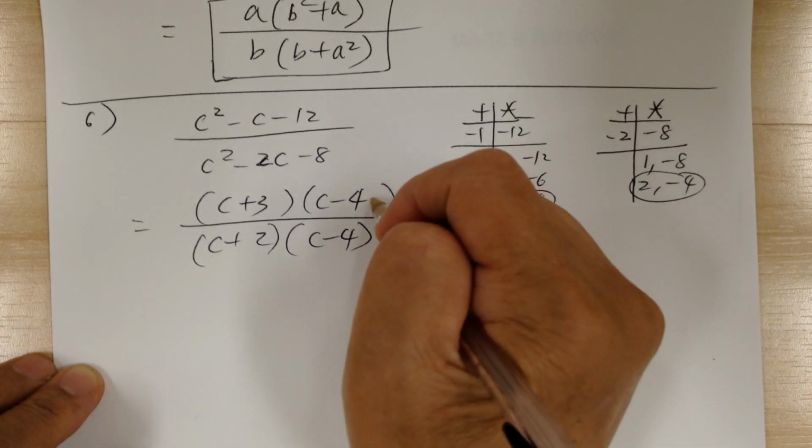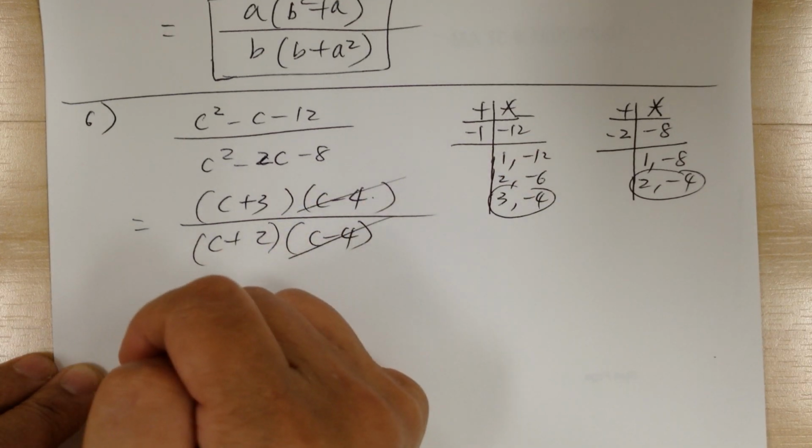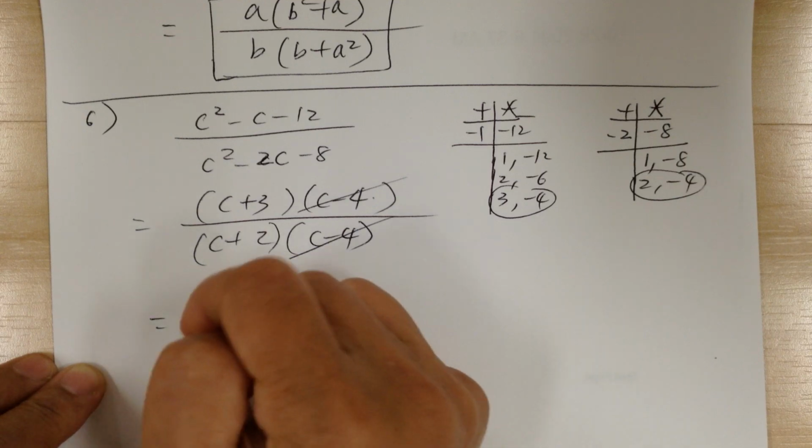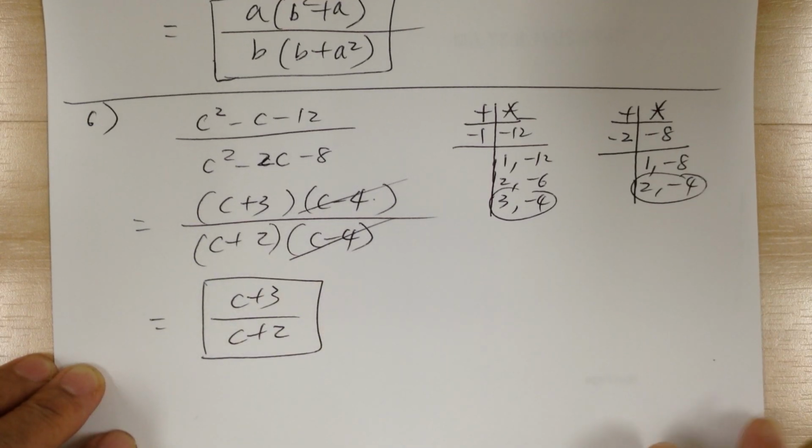Okay. And the c minus 4 will cancel out. So your answer would be just c plus 3 over c plus 2. Okay, let's go to the next one.